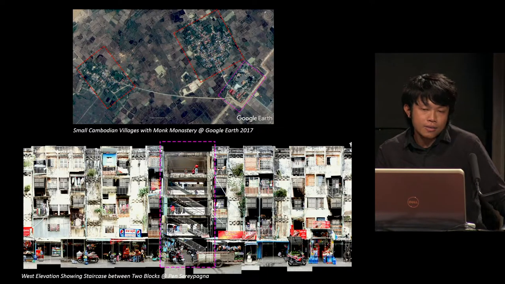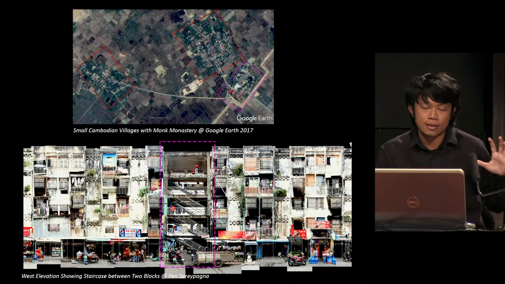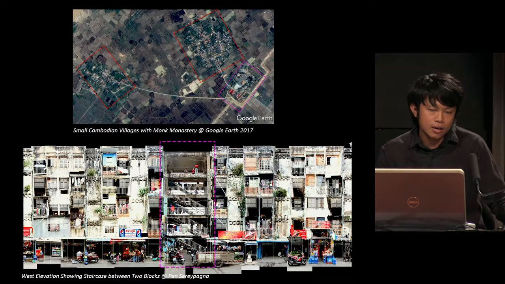At the same time, it's comparable to the open staircase between one block of the White Building and another. The open staircase of the White Building serves as a community space for meeting, for gathering, or for talking about any problems, and information circulates on the open staircase.